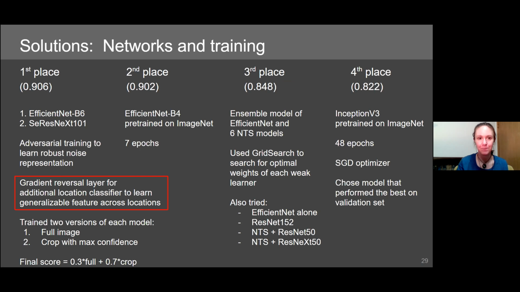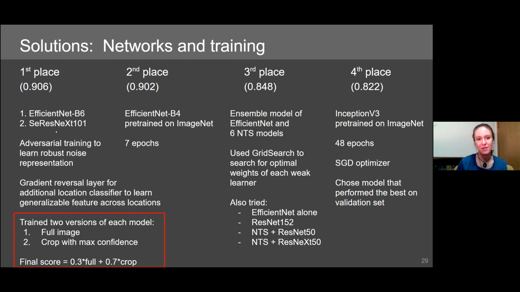So EfficientNet was popular. The first place team in the iWildCam competition used this gradient reversal layer with their additional camera ID classifier to be able to generalize more across locations. And then they also trained 2 full versions of each of their models. So they had an EfficientNet V6 model and another version of ResNet, an iteration of that.